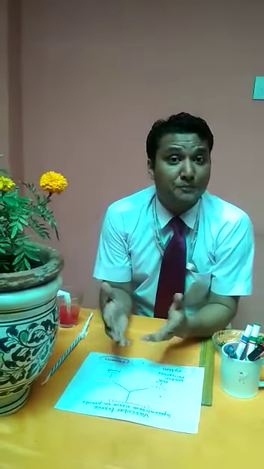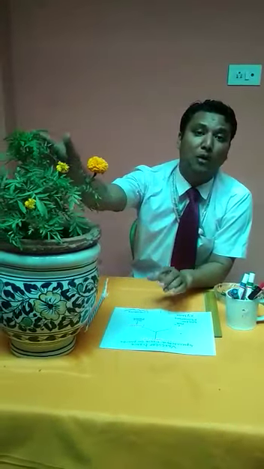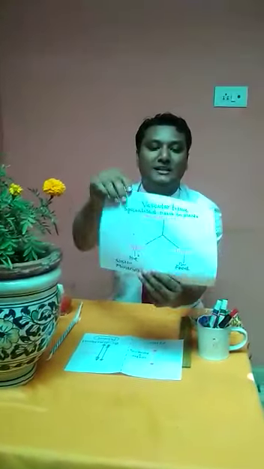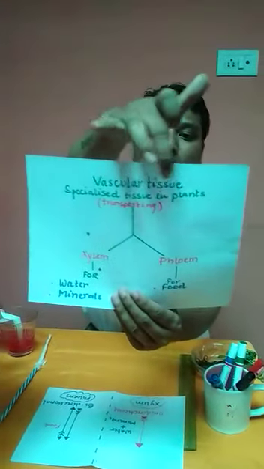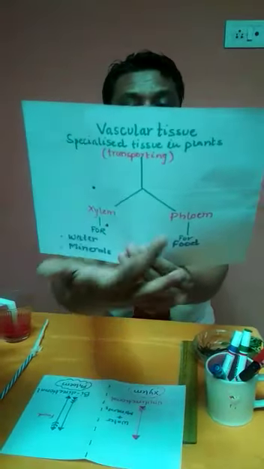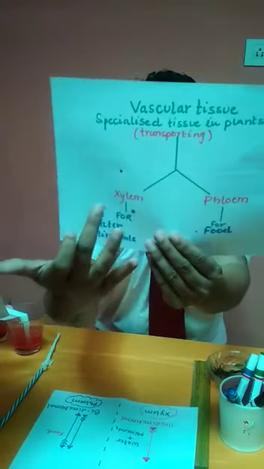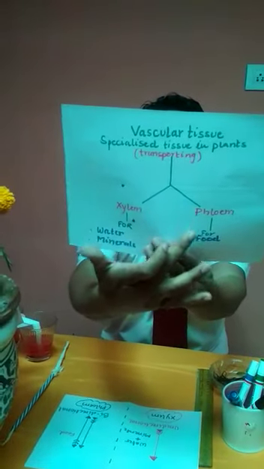Now, is it possible that plants have similar pipelines inside their body? Yes, there are pipe-like structures found inside the plant body as well. These pipe-like structures are made up of a specialized tissue called vascular tissue. Vascular tissue is the specialized tissue which makes these pipes. There are two types of vascular tissue. One is xylem, one is phloem. Xylem is used to transport water and minerals and phloem is used to transport food.